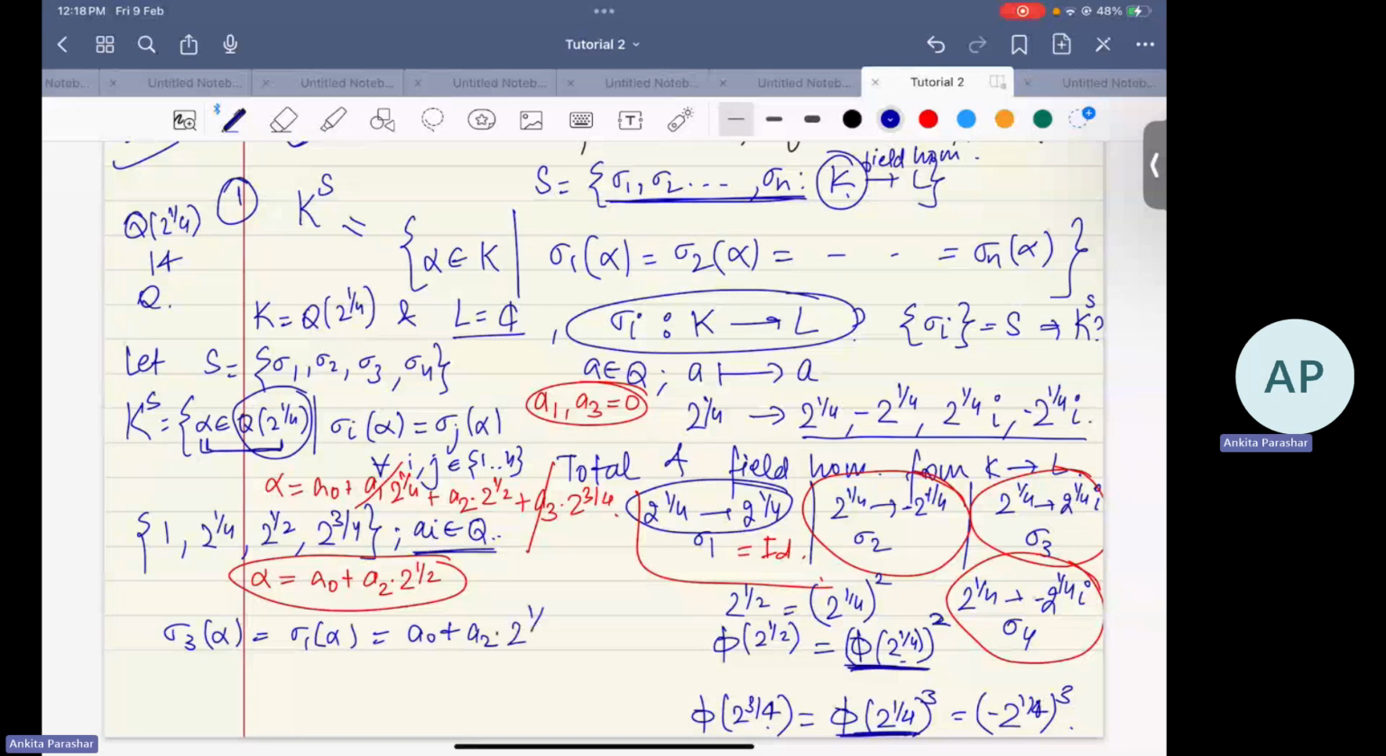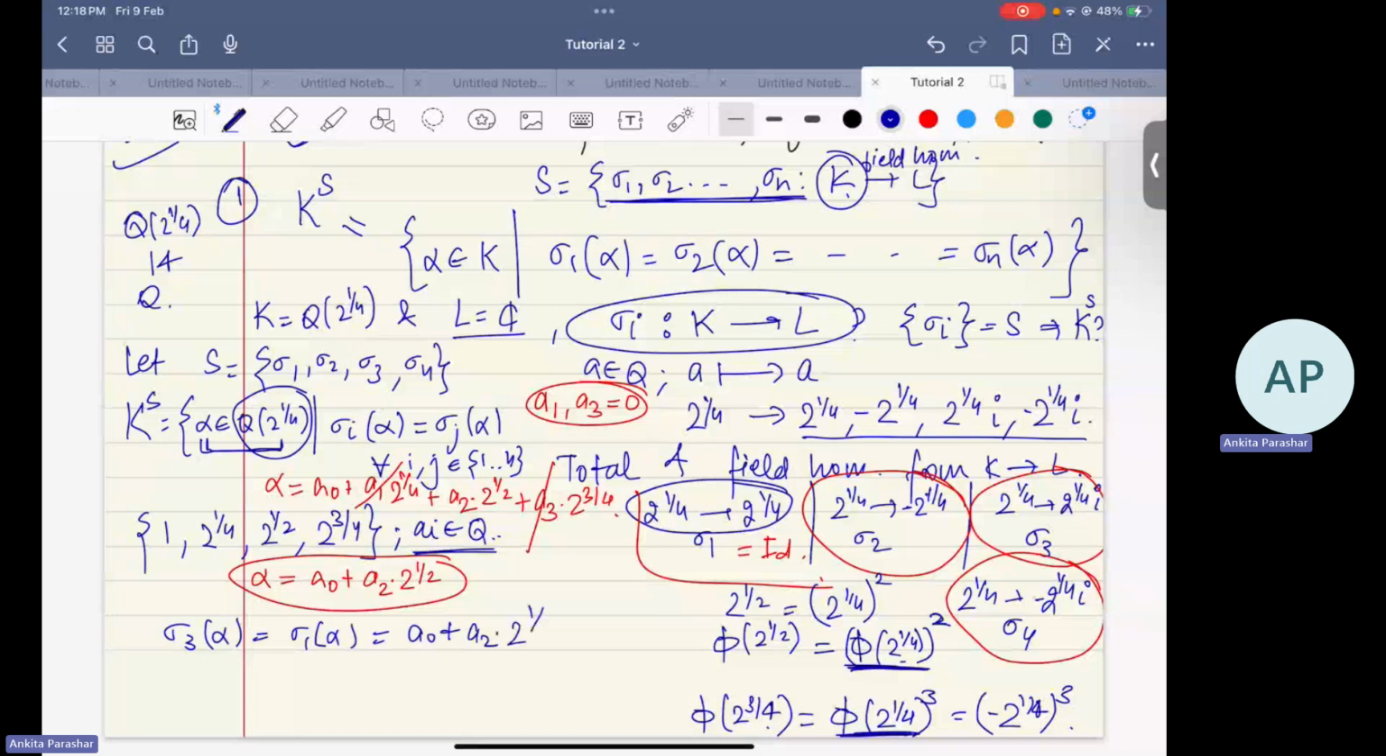Therefore, the Galois group is the set of automorphisms where one is root 2 going to root 2, i going to i. Sigma 2 is root 2 going to minus root 2, i going to i. Another is root 2 going to root 2, i going to minus i. And the fourth one is root 2 going to minus root 2, i going to minus i. This gives you all four automorphisms, and all of them fix Q.